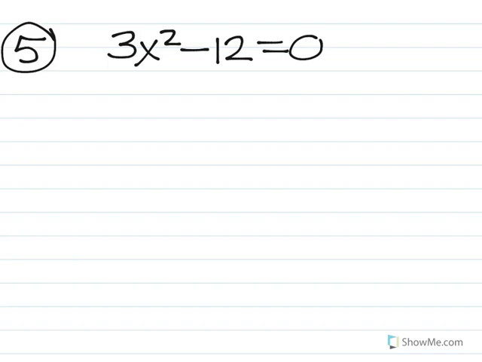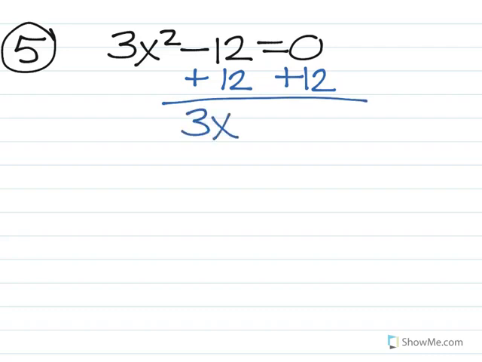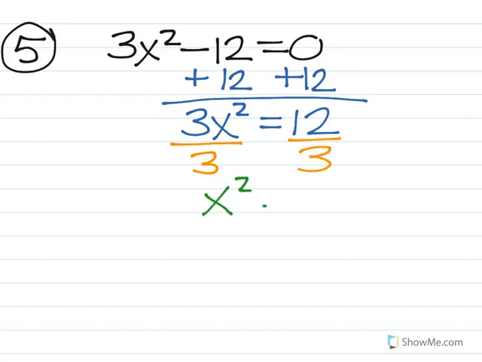Okay, only 2 more examples, so bear with me. We've got 3x squared minus 12 equals 0. So you should start by adding 12 to both sides. You're left with 3x squared equals 12. Now before we can take the square root, we should divide both sides by 3 to isolate the x squared.